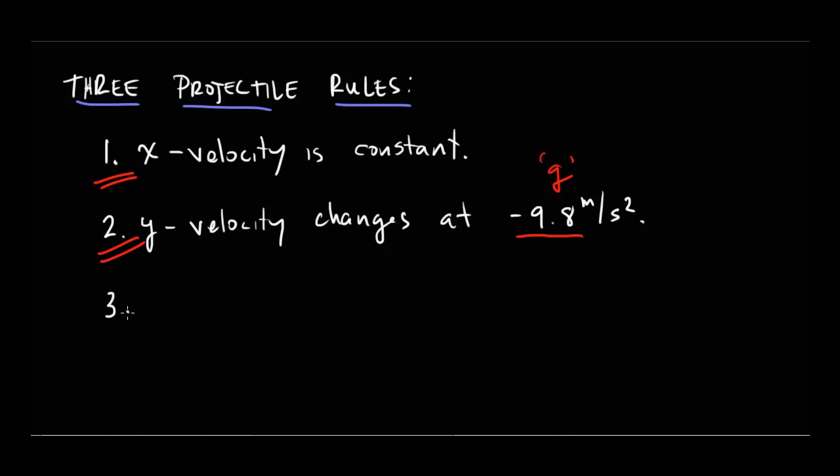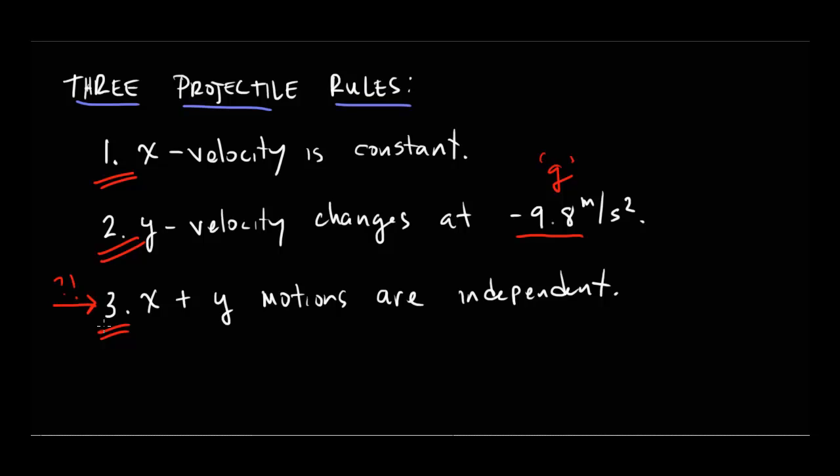The third rule in some cases can seem to be a pretty remarkable rule. I'm just going to throw it at you right now, and then I'll try to prove to you that it's true in class, and it's kind of dramatic, and that's that the x and y motions are independent. Many of you are probably saying to yourself, that doesn't sound all that remarkable or interesting, but there are some consequences to this that are somewhat surprising. So we'll go over that a little bit in class.